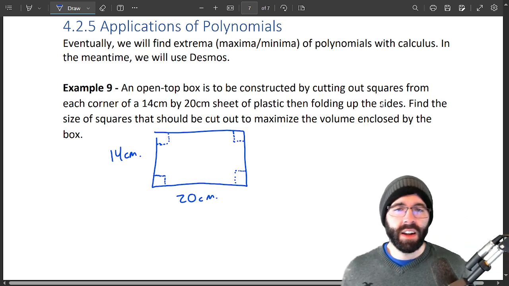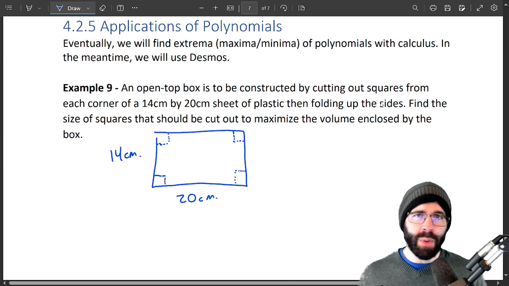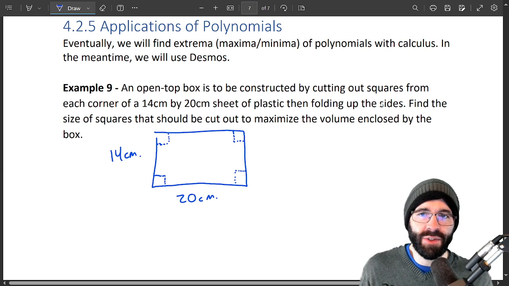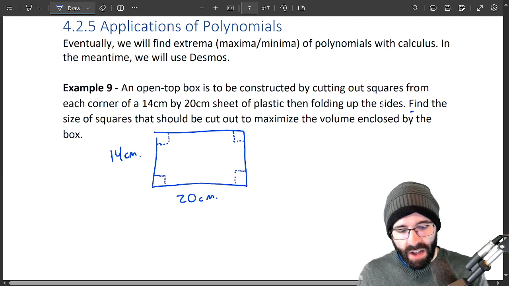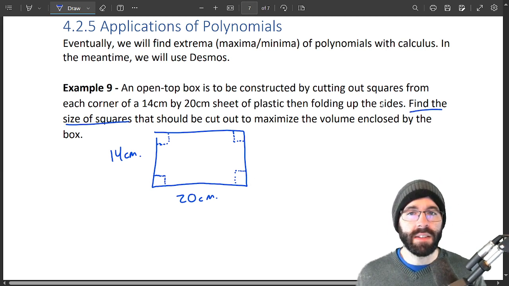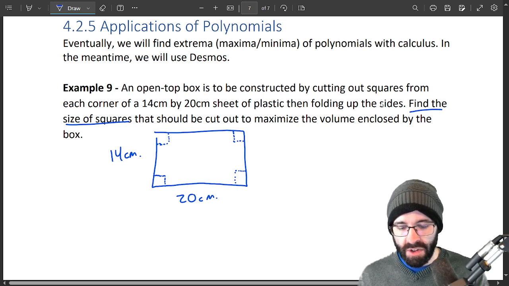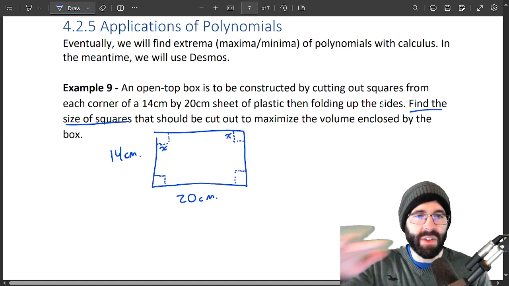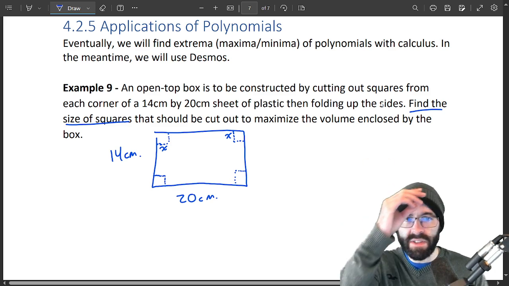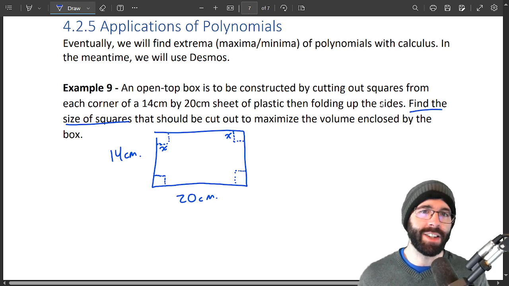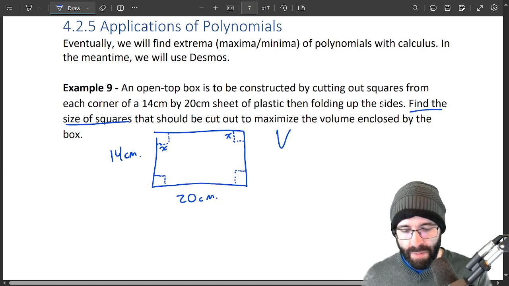So how do we model this? Whenever we have an application, a good choice of variable is just what it's asking us for. What is it asking us for? Find the size of squares. That's what our variable should be. So let's let x be the size of the square. It's a square, so it doesn't matter whether it's the horizontal distance or the vertical distance. Squares are square. What do we want to maximize? The volume.